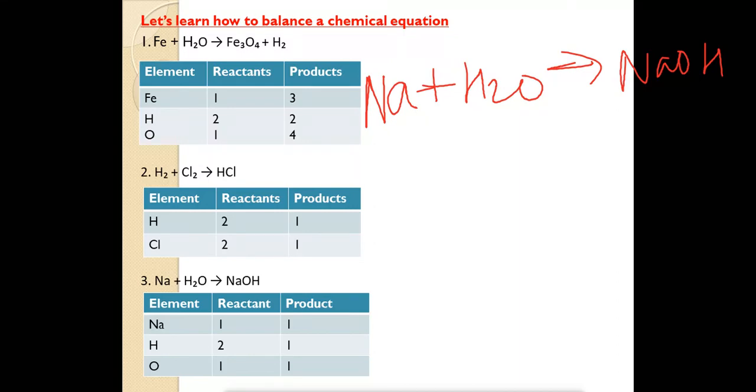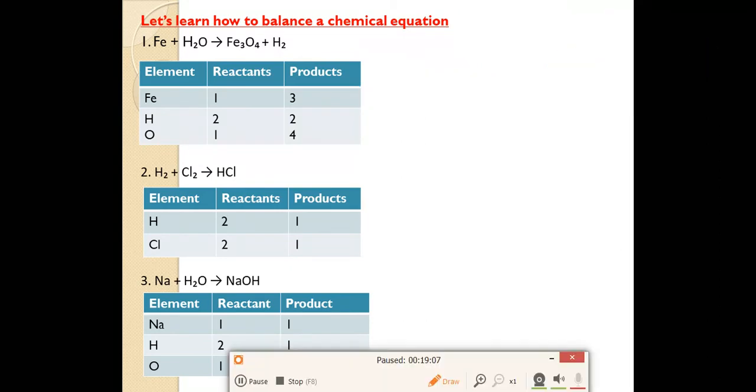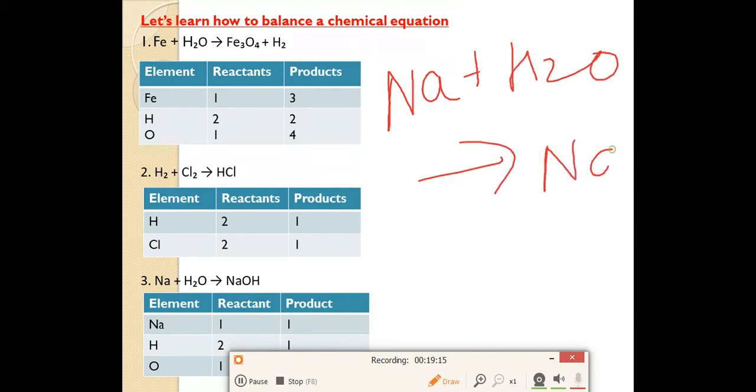The first method which we have used, in that case we have not balanced the equation. Now how are we going to balance this equation? Let's have a look at that. Na plus H2O gives NaOH. So what do we have to do? It's very easy. We have to put 2 over there.